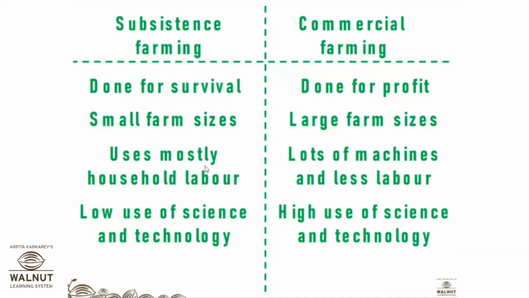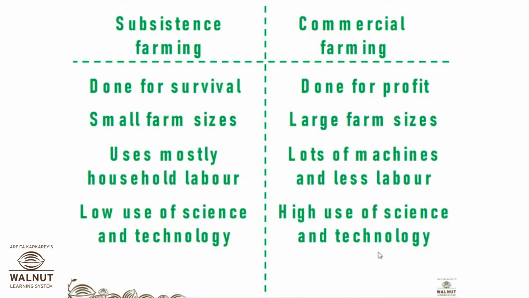Then the third point: uses mostly household labor. In subsistence farming, mostly family members are working, and in commercial farming, lots of machines have been used and less labor has been used in it. And the fourth difference is low use of science and technology in subsistence farming, and in commercial farming, high use of science and technology. So these are the main differences between them.